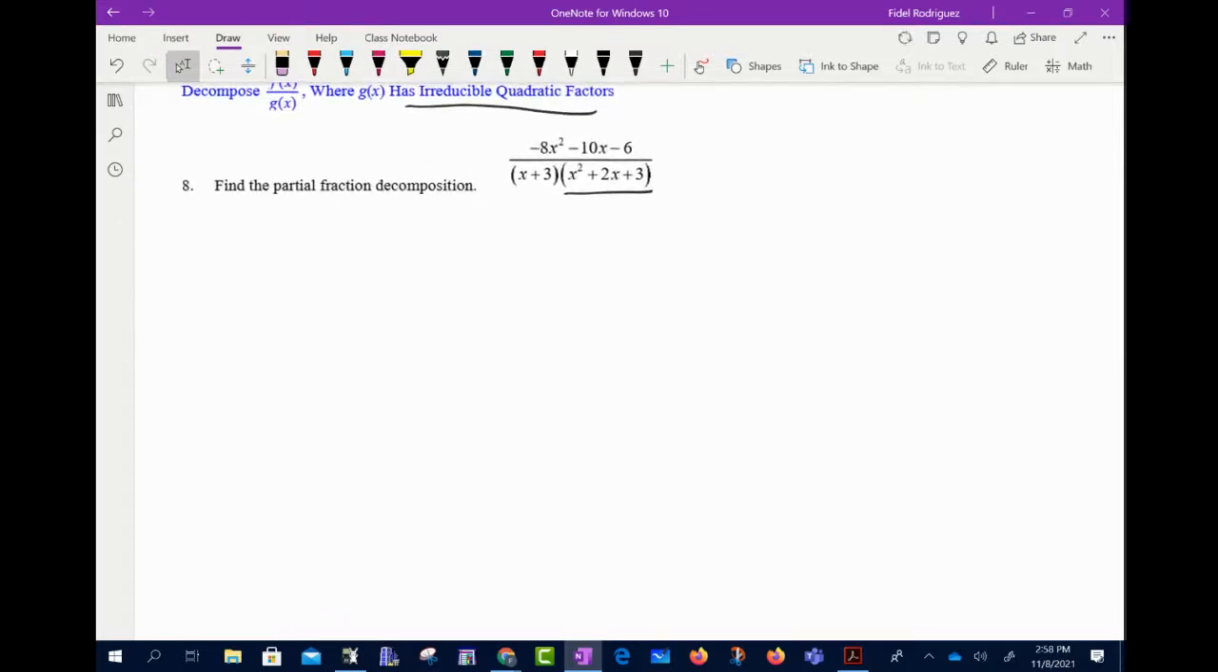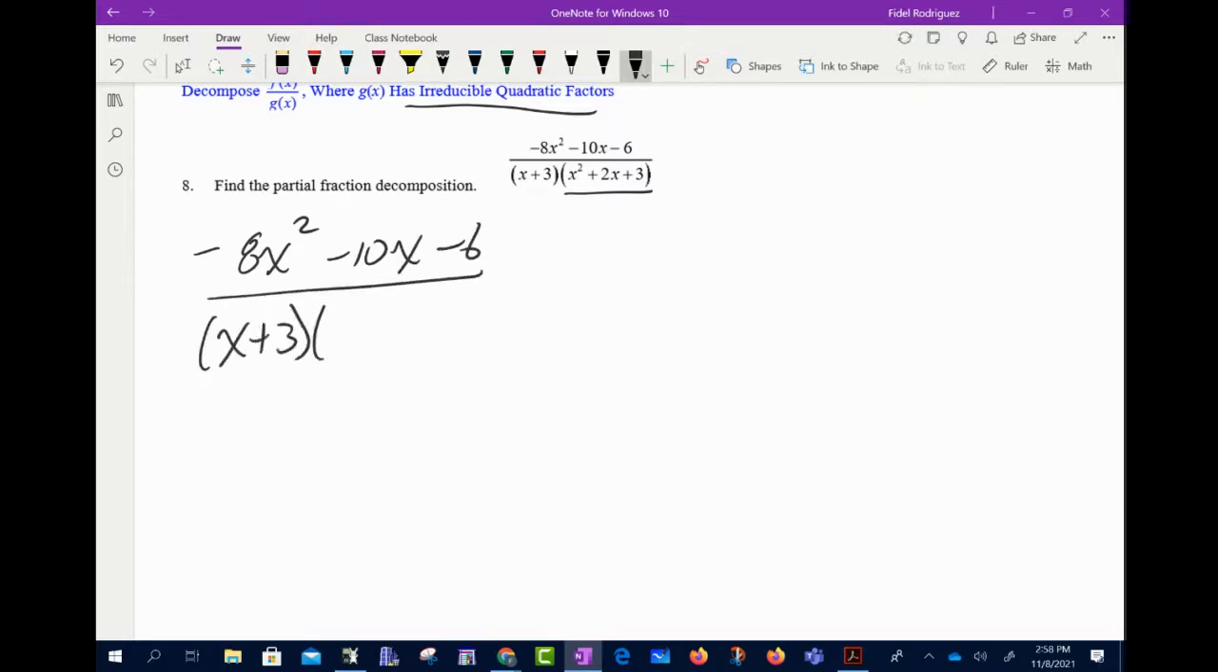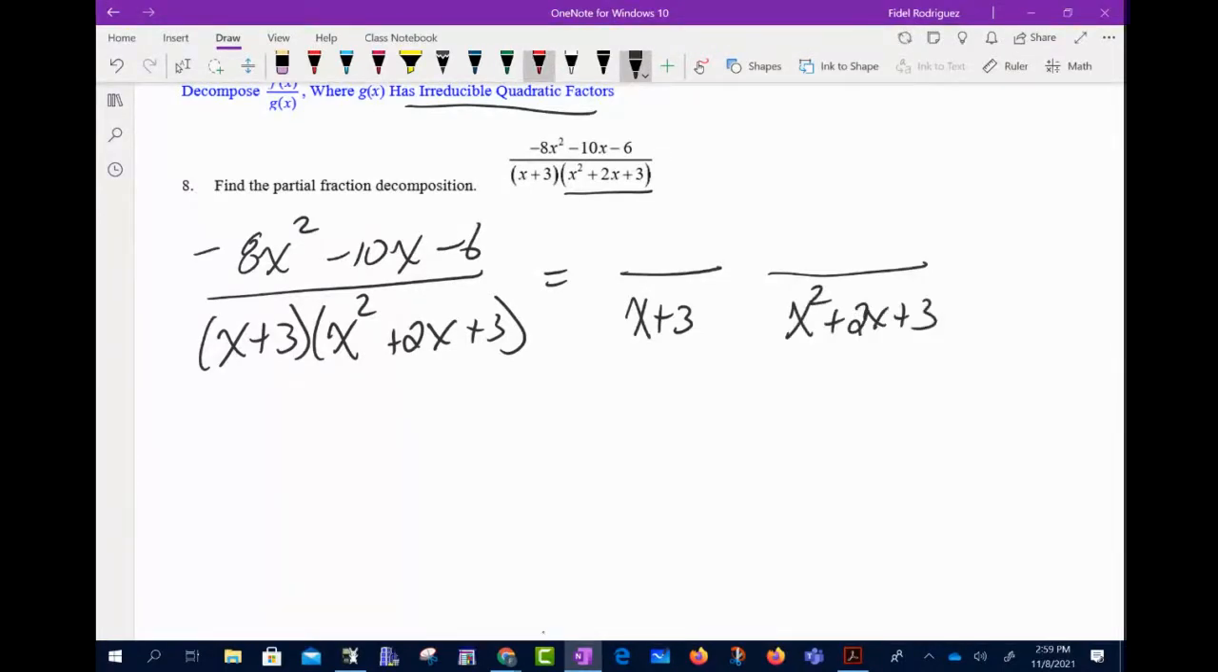Okay, so what we're going to do, y'all, is rewrite this problem so it looks like this: -8x squared minus 10x minus 6 over x plus 3 and x squared plus 2x plus 3 is equal to. Now we're going to have two denominators, y'all. One of them is going to be x plus 3, and the other one is going to be x squared plus 2x plus 3. Since this is a linear factor, the numerator component is just going to be an A. Since my denominator here is a quadratic factor, my numerator component is going to be a linear component. It's going to be in the form bx plus c.